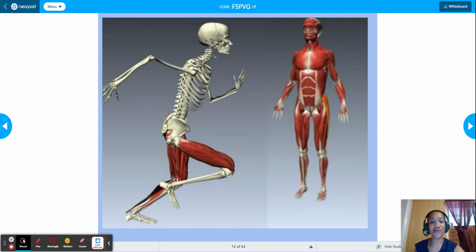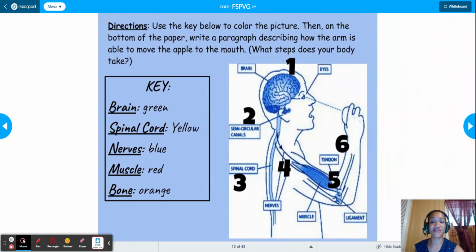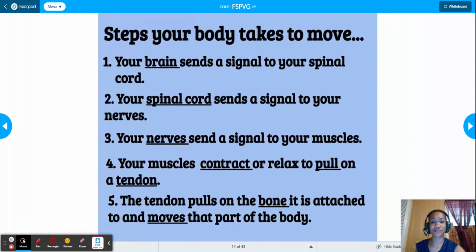Here you see a diagram of the muscular and skeletal system. And don't forget to complete this little activity here.